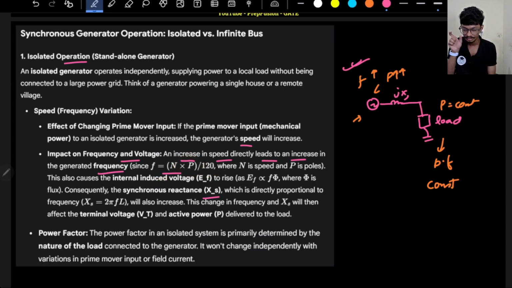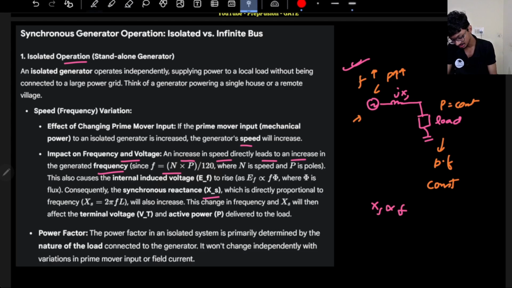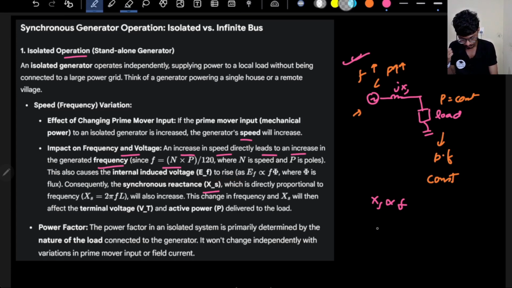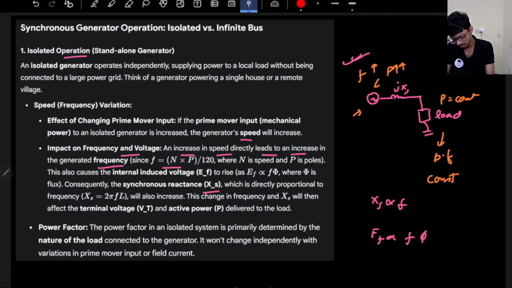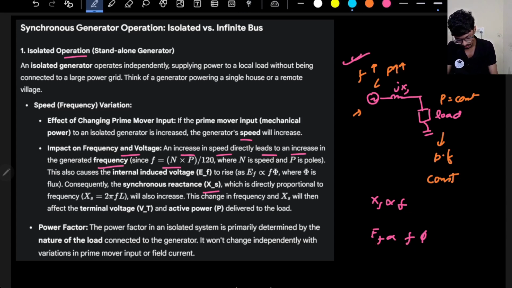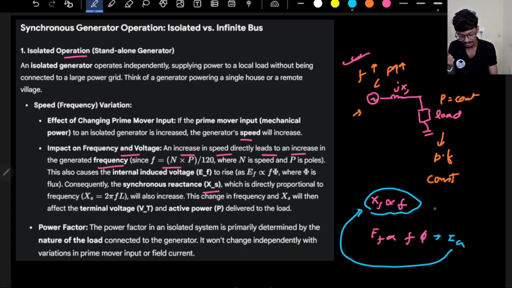Because Xs is frequency dependent, Xs is proportional to frequency, so synchronous reactance will increase. The internal induced EMF also will increase because Ef is proportional to flux and frequency. As the EMF increases, the current will try to increase, right? Of course more voltage, more current, and your synchronous reactance is also increasing, so it will be like a feedback loop.